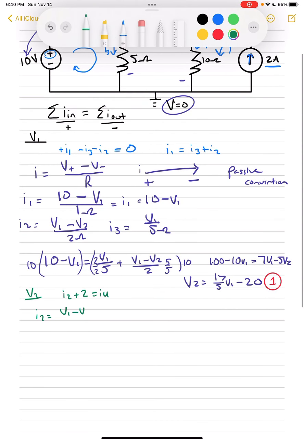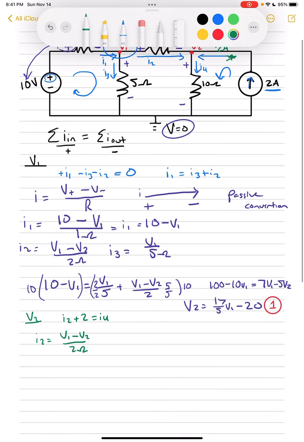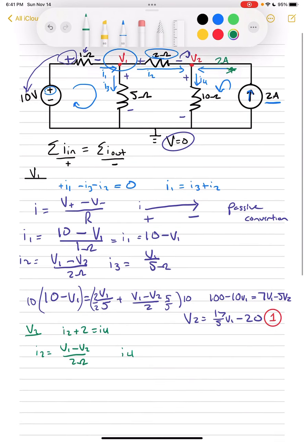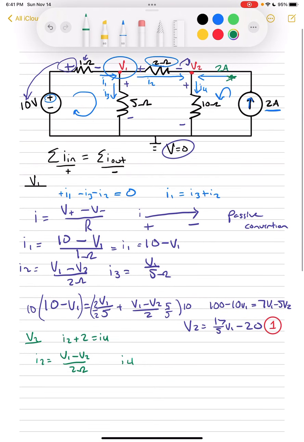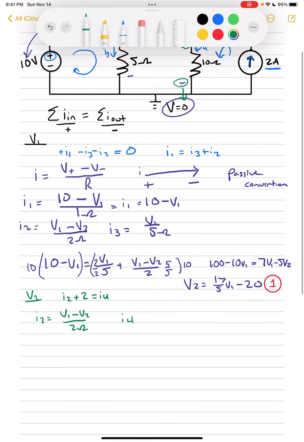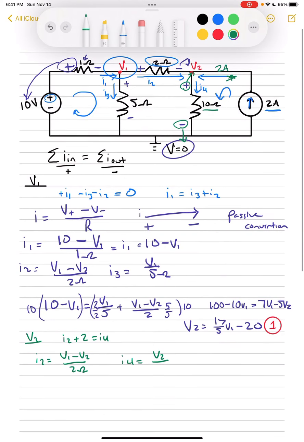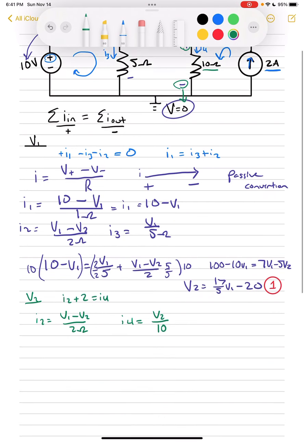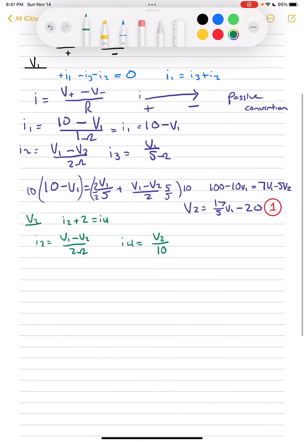V1 minus V2 over 2 ohms. Okay, and then I4, one that we haven't done, we can see that the positive terminal is V2, and the negative terminal is 0. So we can basically say that I4 is equal to V2 minus 0 over the resistance, which is going to be 10 ohms. Okay, and once we do that, we can just plug that into our Kirchhoff law equation.